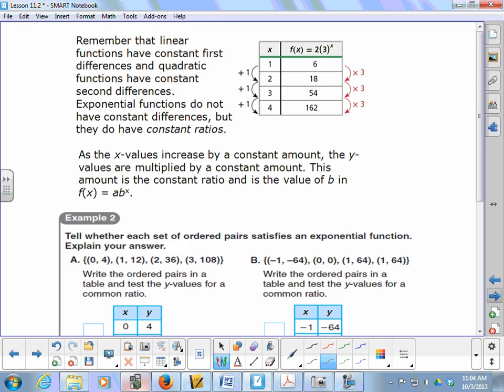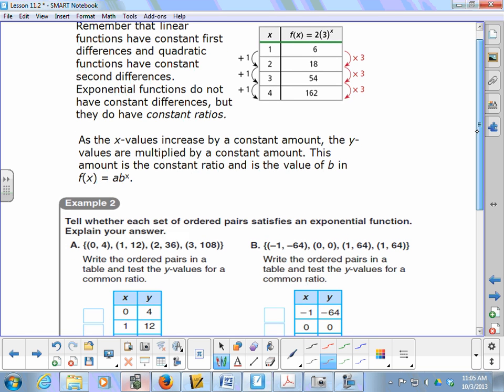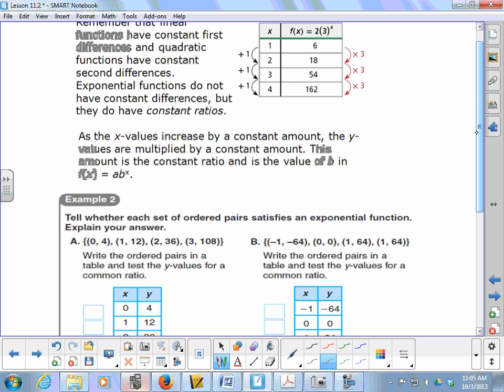Remember that linear functions have constant first differences and quadratic functions have constant second differences. You guys remember learning about that? Exponential functions do not have constant differences, but they do have constant ratios. We were just talking about that. So we're going to be looking at, first of all, sets of data and determining whether they represent exponential functions or not. And so what we're going to be looking for is, do they have a constant ratio? And is it something that I can write in this form for an exponential function?